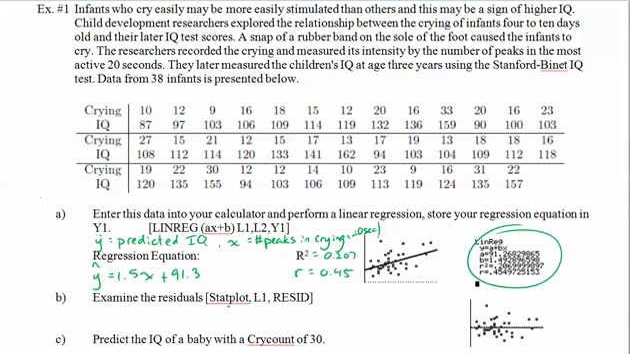So examine the residuals. You can do stat plot L1 resid, and I got this plot on the right. If it doesn't work, mine didn't work for some reason when I entered in resid, so what you can do is store your residuals into L3 and use L1 and L3. What we found here is there is no apparent pattern in the residuals, and so the linear model seems appropriate.